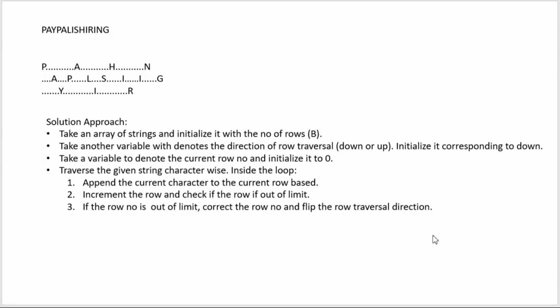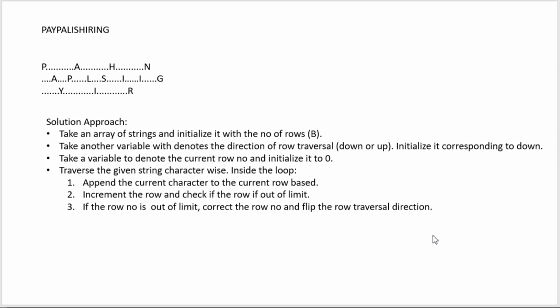So the solution approach is this: we have to take an array of strings or a vector and initialize it to the number of rows that we are given, that is B. And then we have to take two variables. The first one will denote the row number and the second one will denote the direction in which we are currently going.